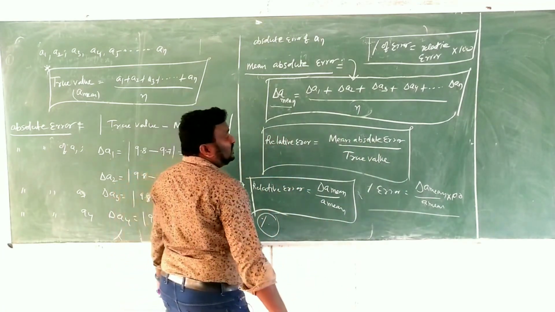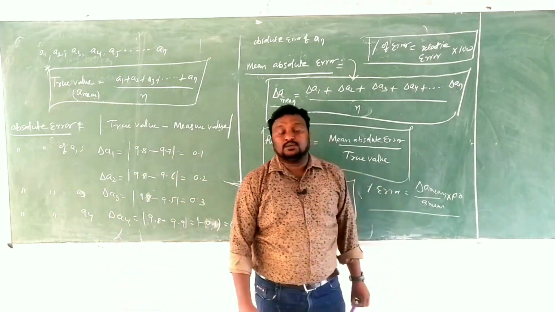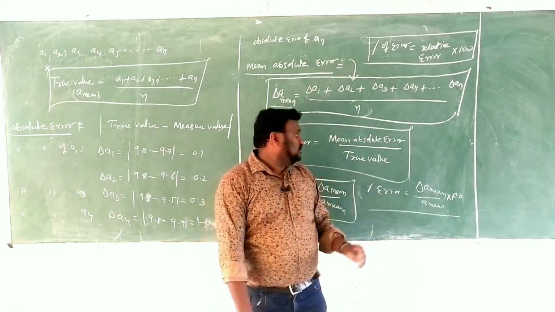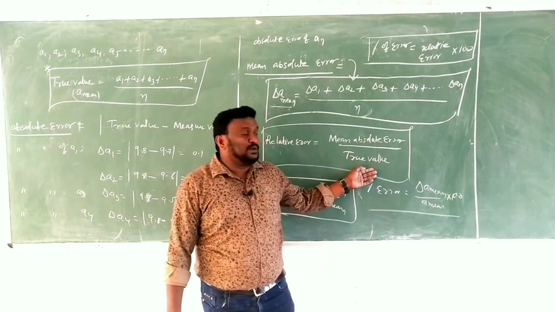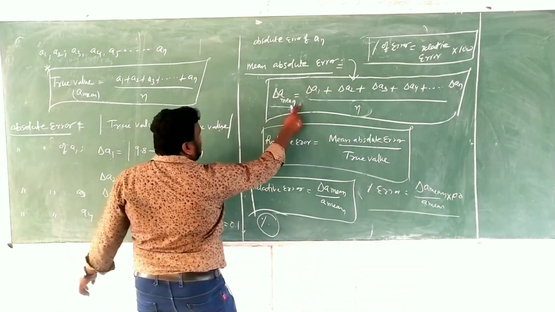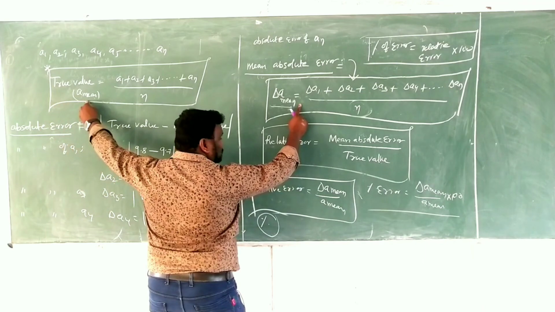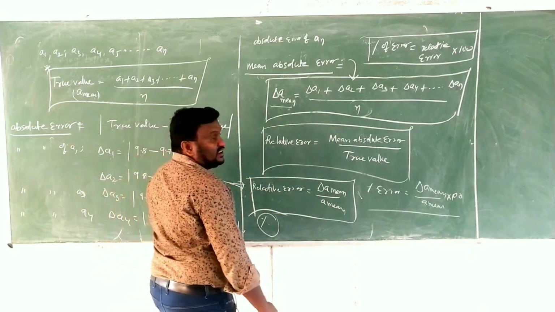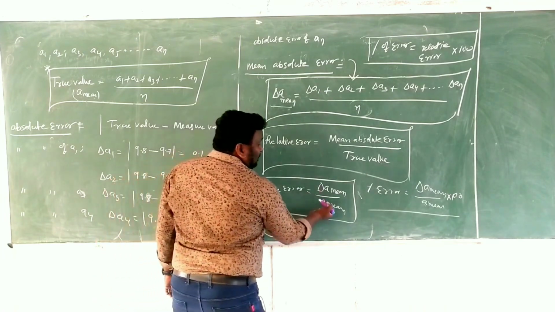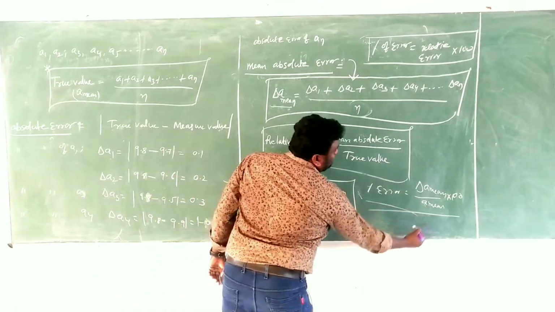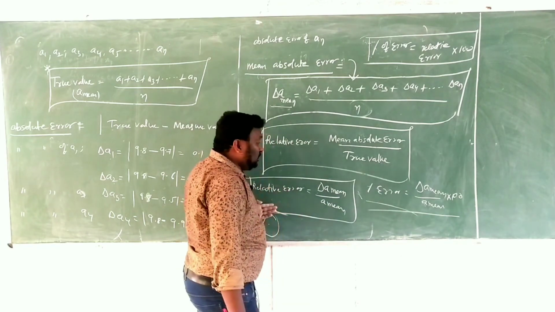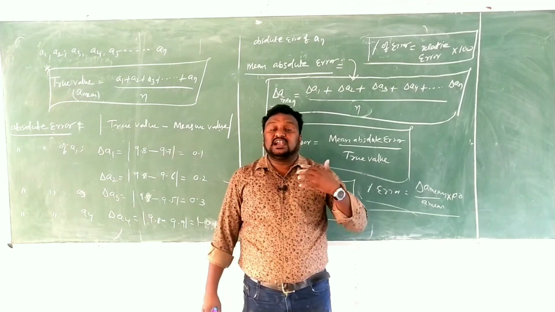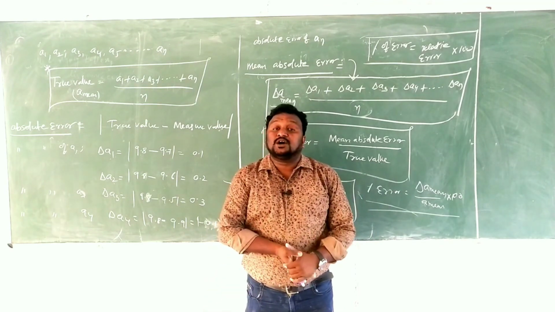And the next thing is what? Relative error. What's that? The ratio of mean absolute error to the true value. Here we have delta A mean as the absolute error and A mean as the true value. By taking the ratio, what do you get? Relative error. Relative error is nothing but delta A mean by A mean. Clear? After that, if you multiply the relative error with 100, what do you get? Percentage of error.